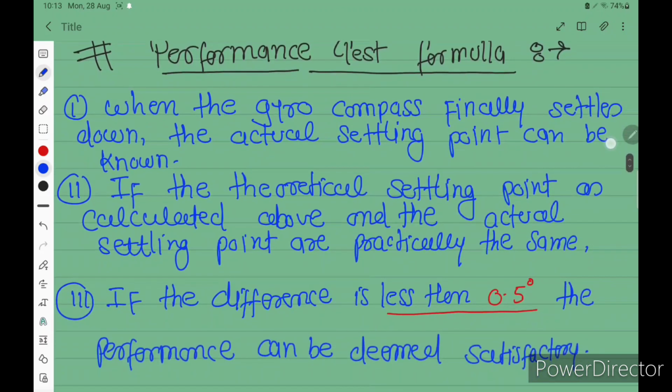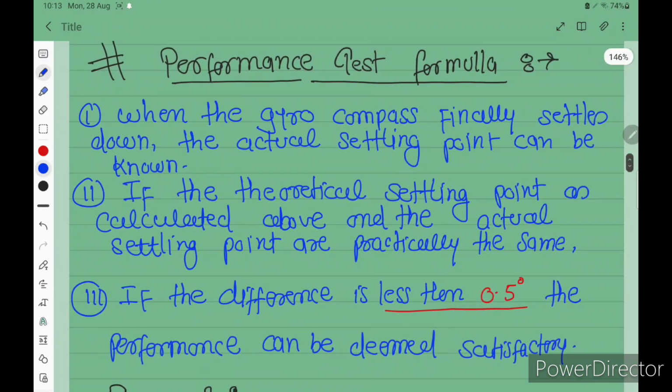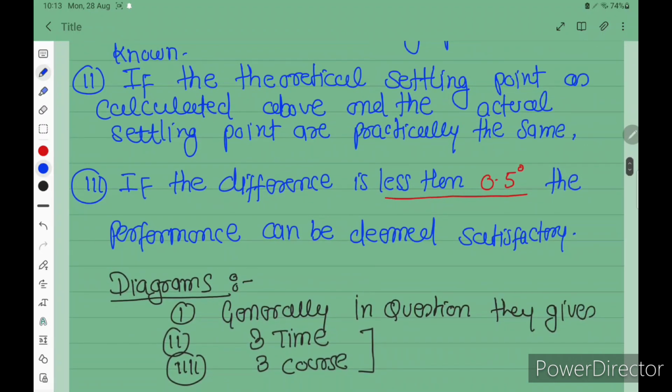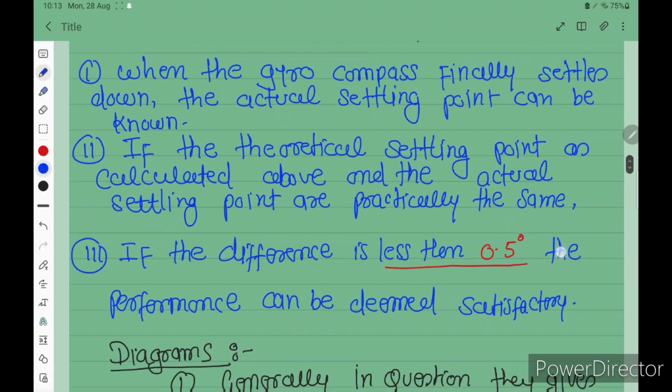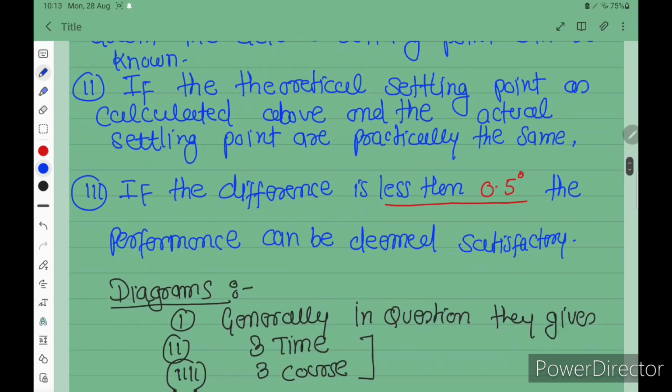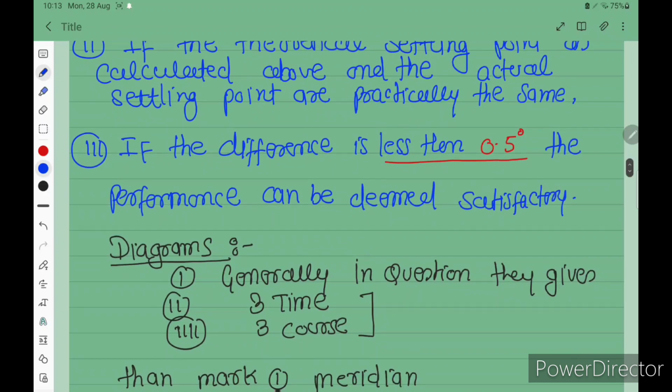The performance test formula. When the gyro compass finally settles down, the actual settling point can be known. If the theoretical settling point as calculated above and the actual settling point are practically the same, if the difference is less than 0.5, then performance can be deemed satisfactory. So this numerical also comes, but very rarely. I think this type of numerical came only 2 or 3 times.